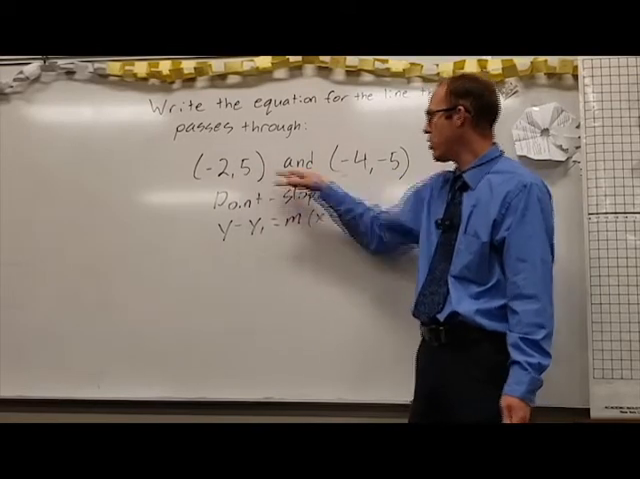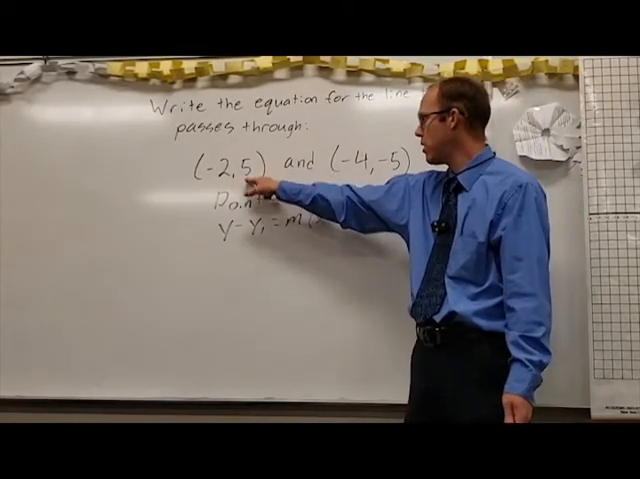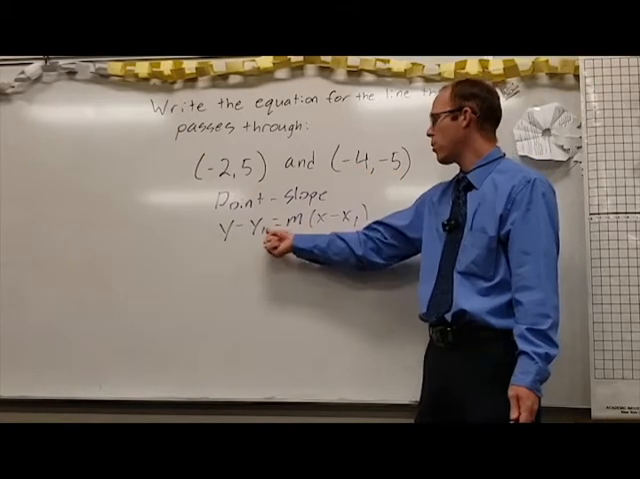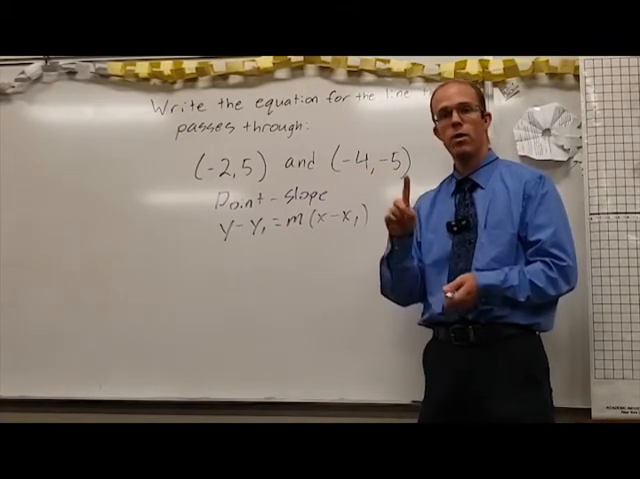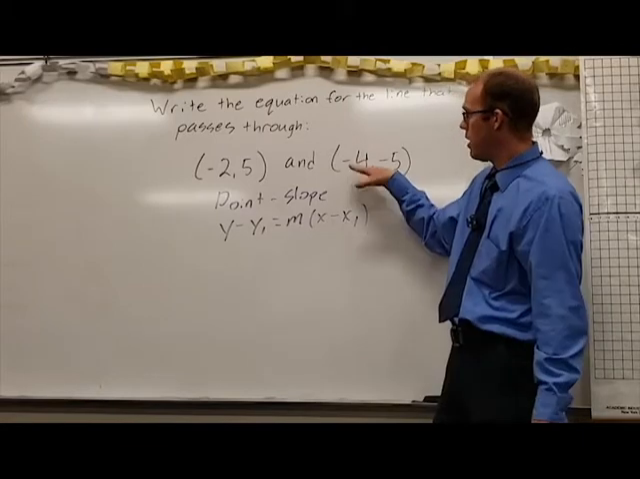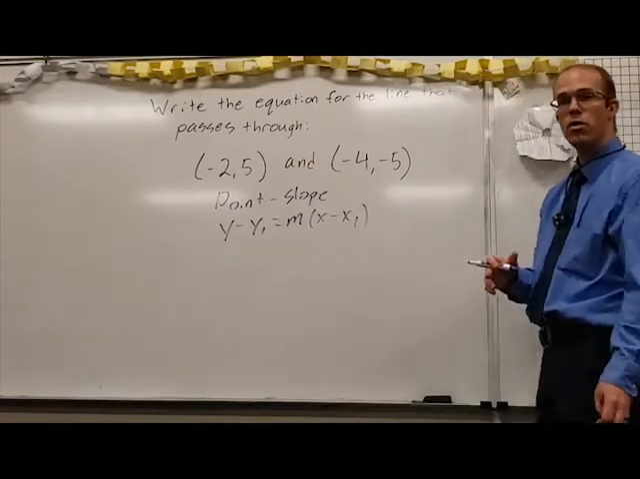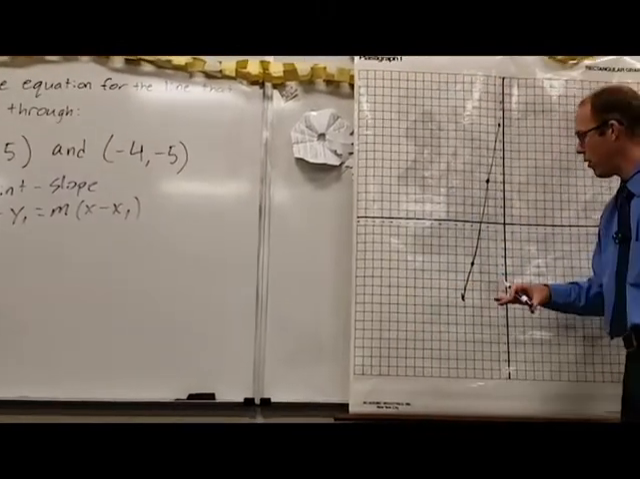Now I've got two choices for those. I could use this point for our x and our y values, or I could use this point for our x and our y values. We're not going to use both of them. We only need one. However, we do need 2 points to be able to find our slope, so let's go ahead and do that. I've graphed those 2 points on the grid over here.